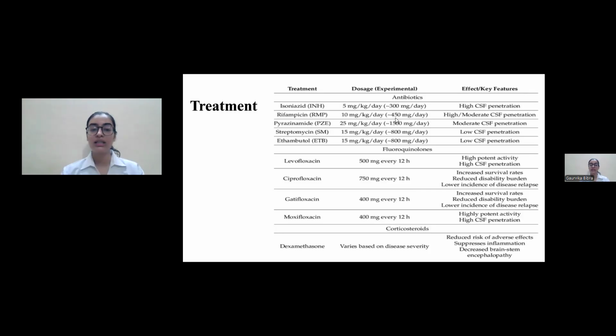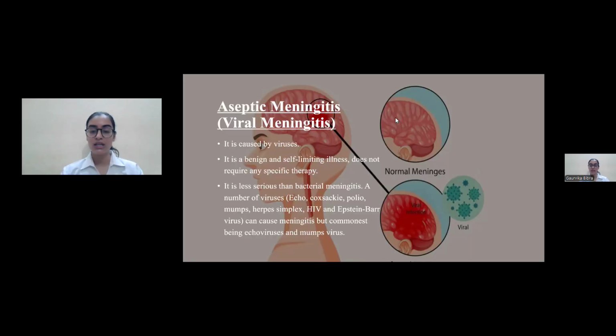So, talking about aseptic meningitis, which is also known as viral meningitis. It is caused by viruses. It is a benign and self-limiting illness. Do remember that it is a self-limiting illness. It does not require any specific therapy. It is less serious than bacterial meningitis, and there are a number of viruses which cause it.